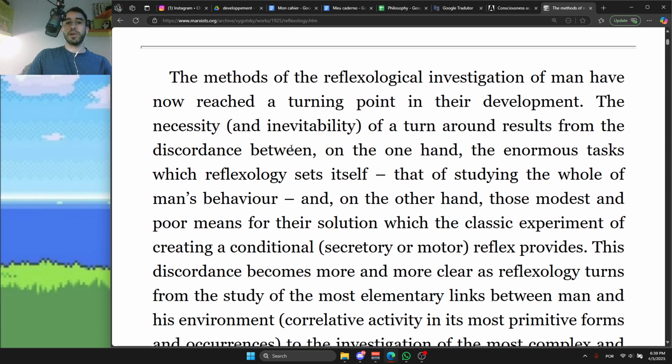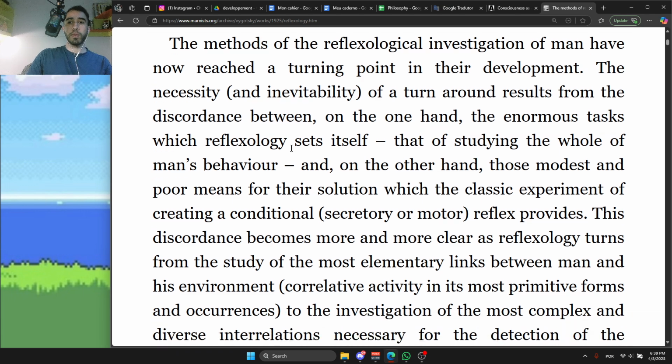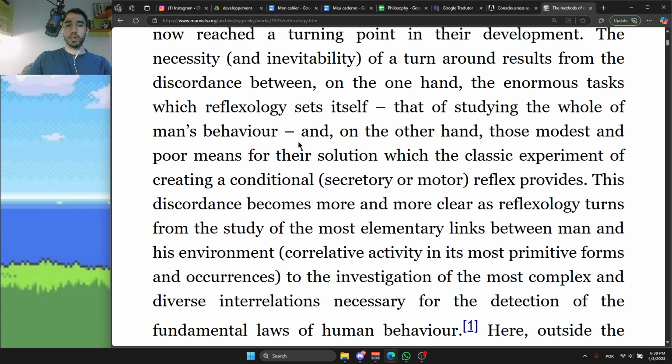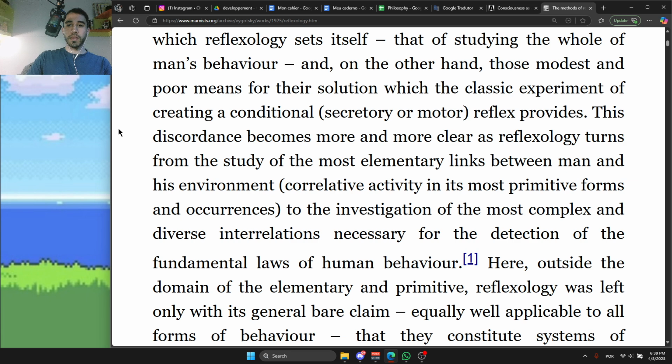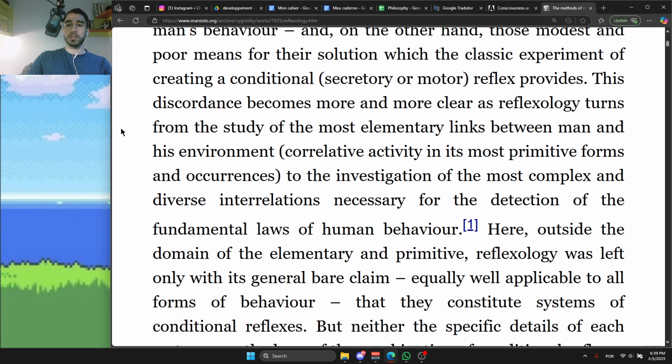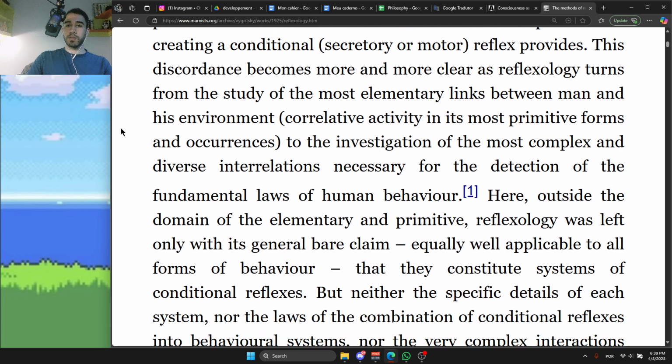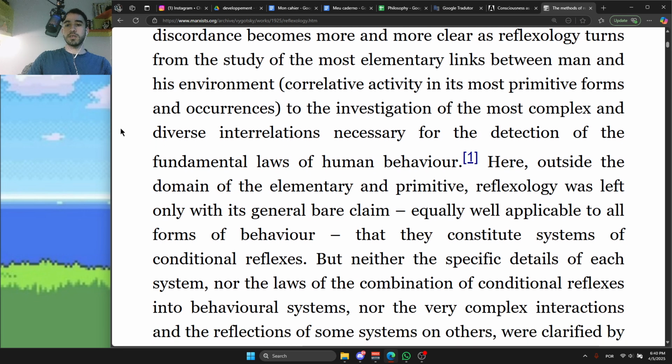The methods of the reflexological investigation of man have now reached a turning point in their development. The necessity and inevitability of a turnaround results from the discordance between, on the one hand, the normal tasks which reflexology sets itself, that of studying the whole of man's behavior, and on the other hand, those modest and poor means for their solution which the classic experiment of creating a conditional secretory or motor reflex provides. This discordance becomes more and more clear, and reflexology turns from the study of the most elementary links between man and his environment, correlative activity in its most primitive forms and occurrences, to the investigation of the most complex and diverse interrelations necessary for the detection of the fundamental laws of human behavior.